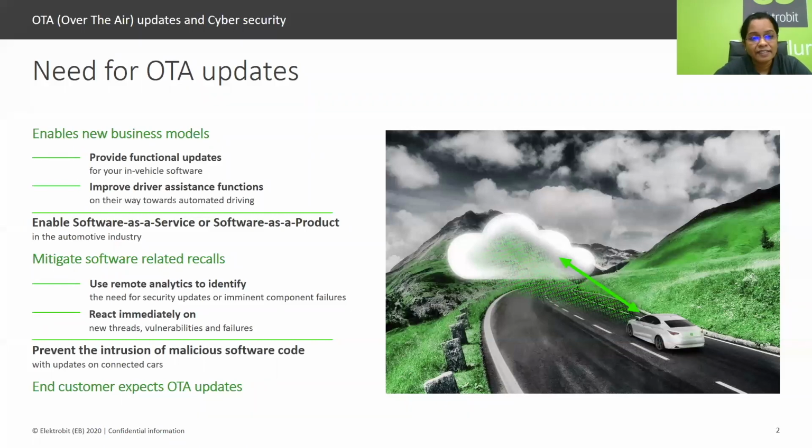At the end, it's a customer need. Today, the customer needs the vehicle to be updated automatically, remotely, without even going to the diagnostic service stations. Over-the-air updates also bring two other advantages. The first advantage is that it enables new business models. It enables software as a service or software as a product in the automotive industry.